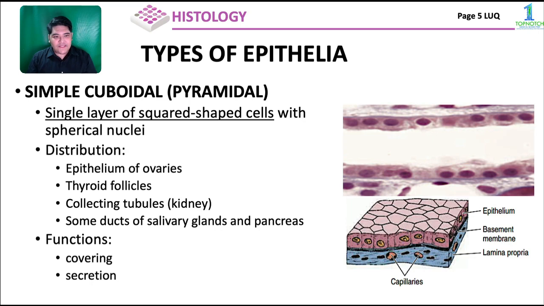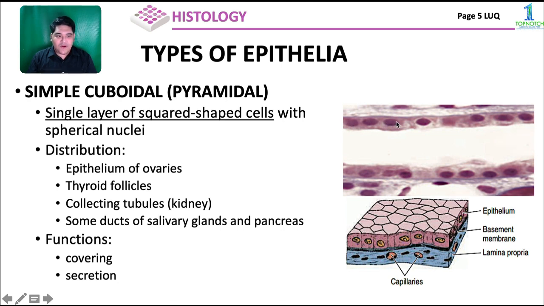And then we have your simple cuboidal or pyramidal cells. This one naman, square shape ang kanyang cell with spherical nuclei or bilog. Ang distribution nito usually makikita saan? Sa ovaries, your thyroid follicle, tulad nito, no? This is your thyroid follicle.